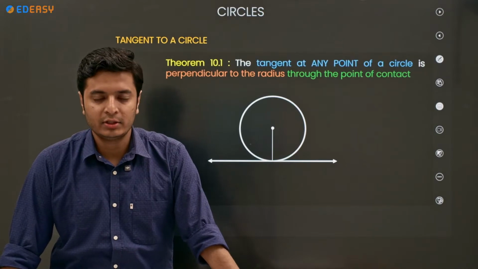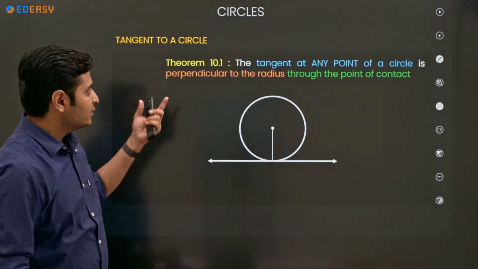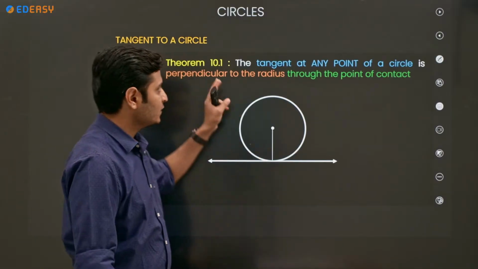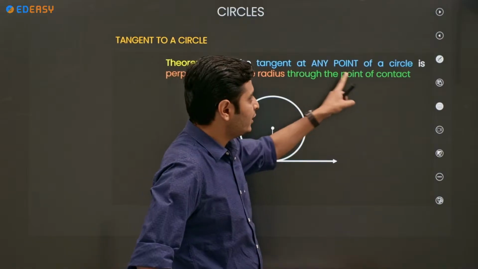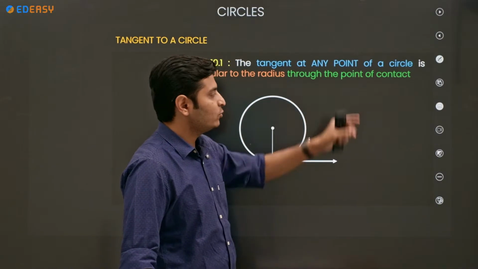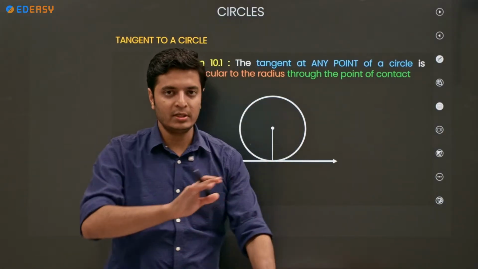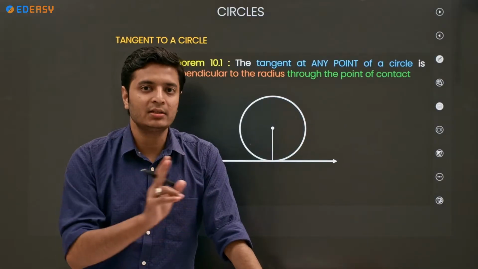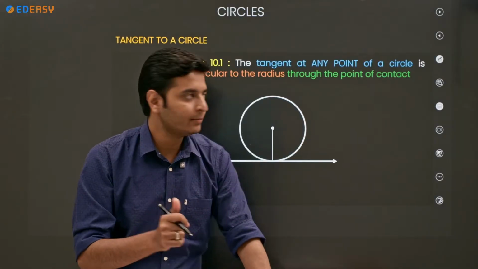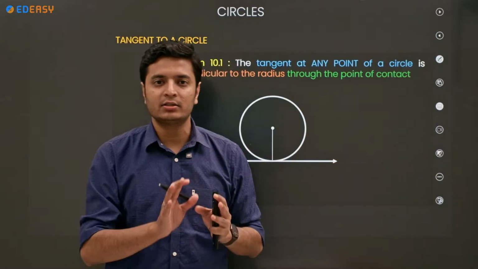Examiner can ask you the proof of this theorem, and this is also very widely used. Theorem 10.1 says that the tangent at any point of a circle is perpendicular to the radius through the point of contact. So we know all the terms, no? The tangent means that line which is meeting the circle only at one point, correct? Then at any point, so it can be anywhere, the point can be anywhere on this circle.